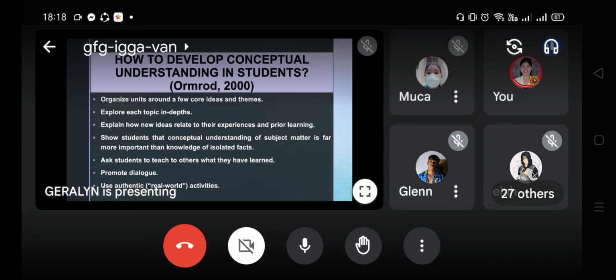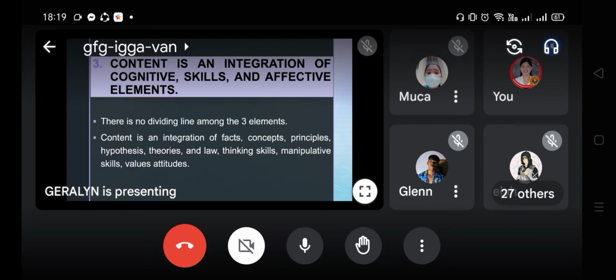Okay, use authentic real-world activities. Give them activities nga makita nila sa real life. Mao lang sa elementary na ay kanang molding of clays, mga ingon ana. Those are activities nga relatable in real life. So, those are the steps in promoting or developing conceptual understanding in students. And this is the third one.